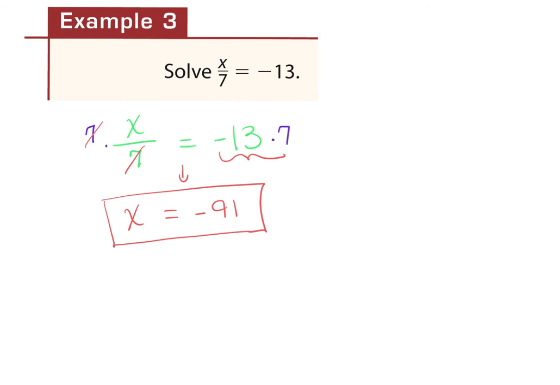Just follow your rules of multiplication and division, right? Negative times a positive is a negative, right? And then you're going to plug it back in to see, does it work? Does negative 91 divided by 7 equal negative 13? It does. All right.